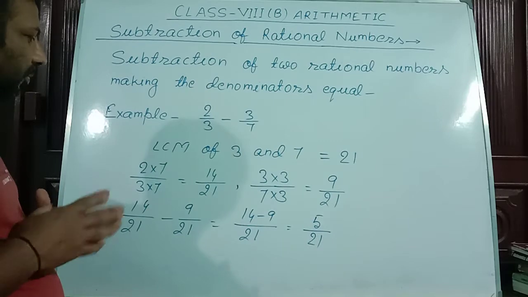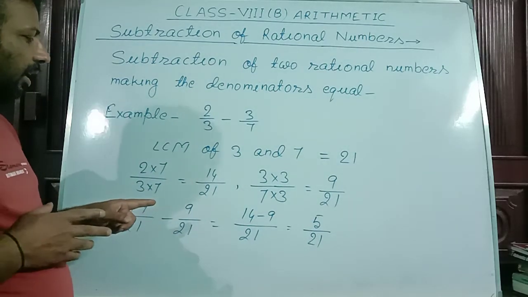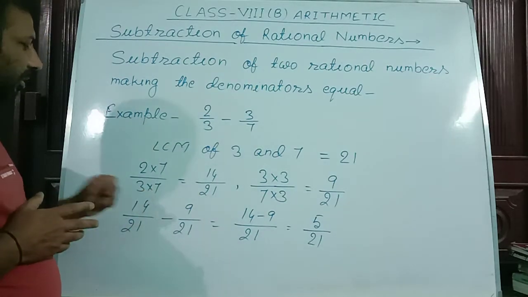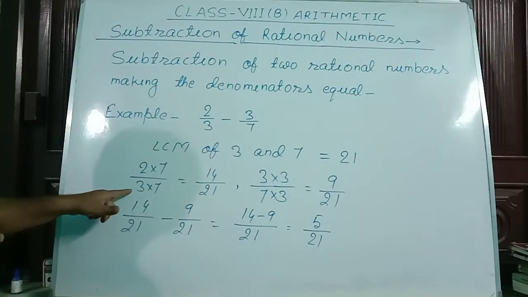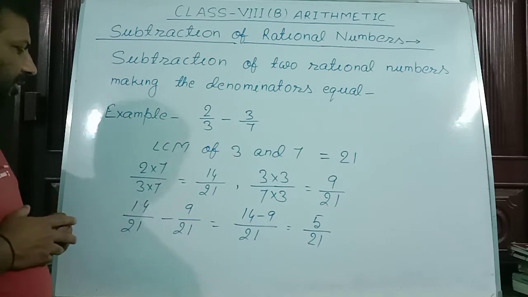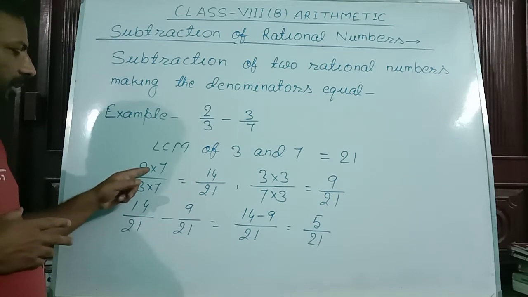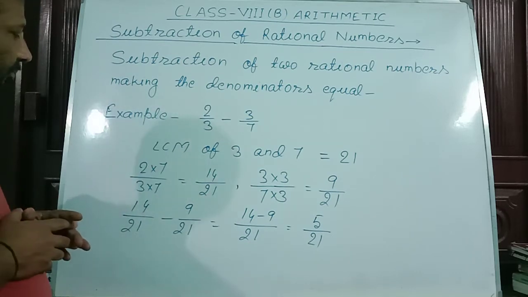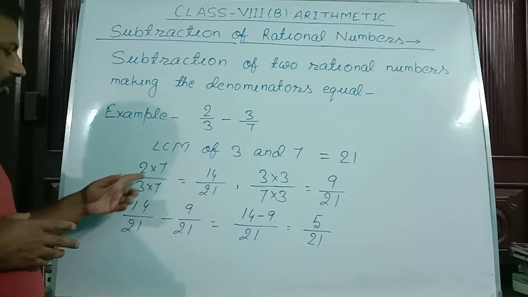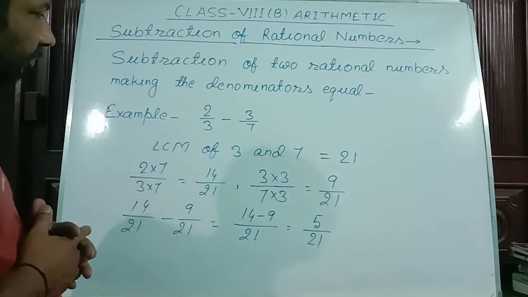Now we will decide by which number we multiply this denominator so that we get 21. That number is 7. If you multiply 3 by 7, then we get 21. Since we are multiplying the denominator by 7, we also multiply the numerator by 7. In this way, this equivalent fraction became 2 into 7 by 3 into 7, equal to 14 by 21.